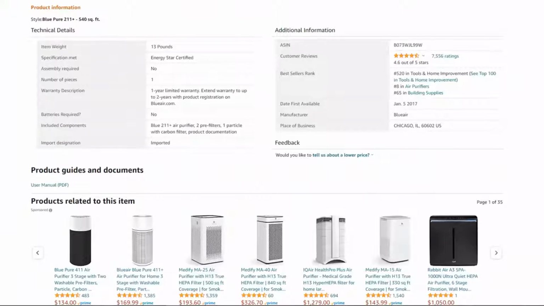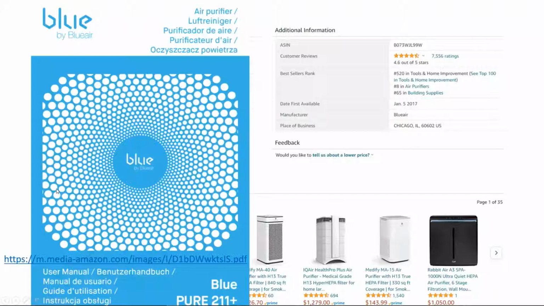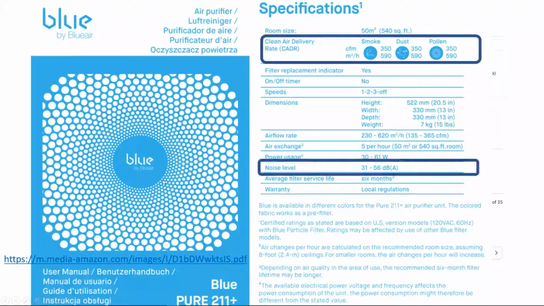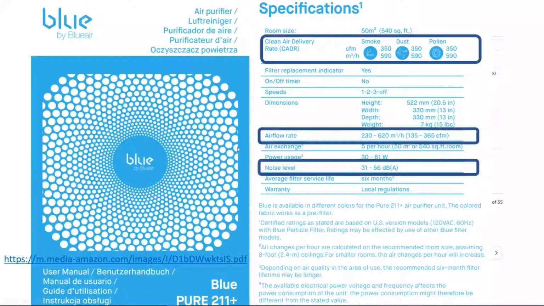And then I also went on the Amazon site, and on the Amazon site, you can find the user manual, and that's kind of helpful. So this is the user manual for the unit, and you get even more information here. You have the noise level and the CADR, but you also have the airflow rate for the top speed and the lowest speed.